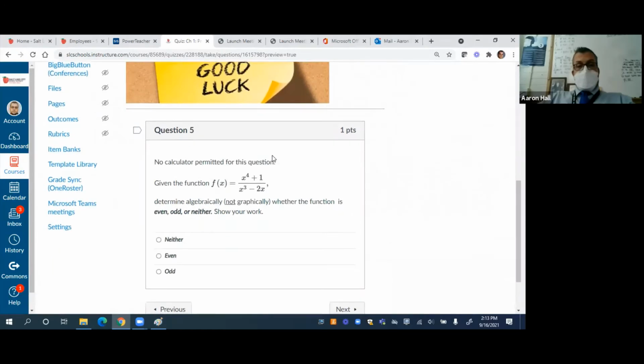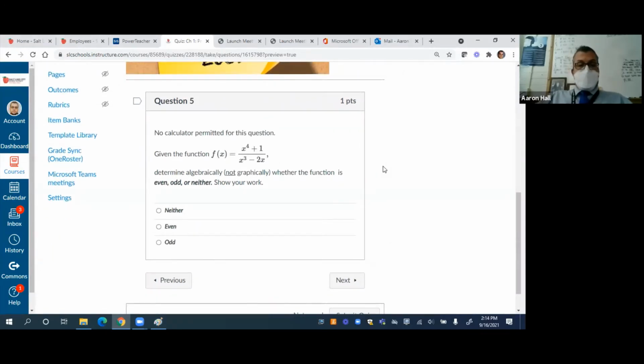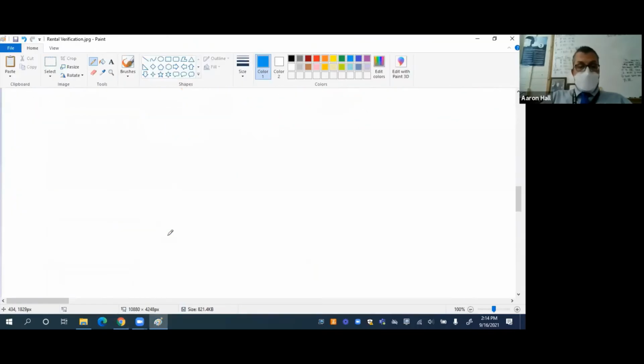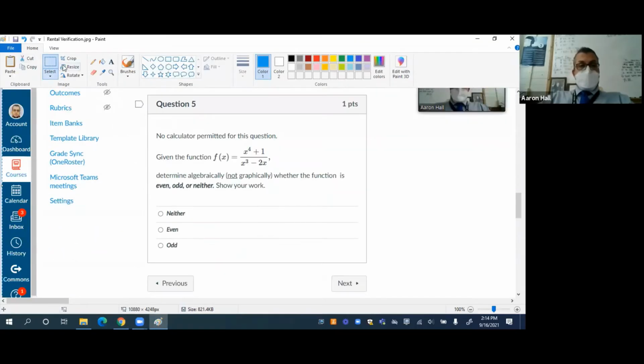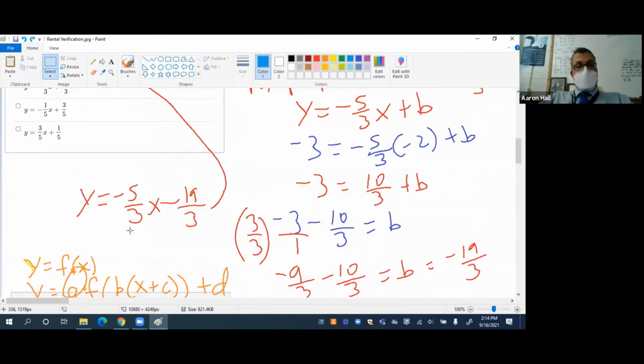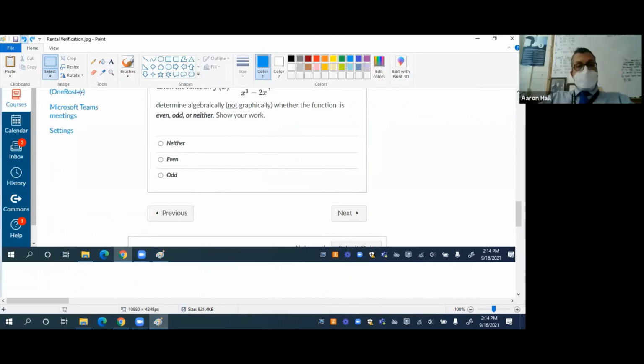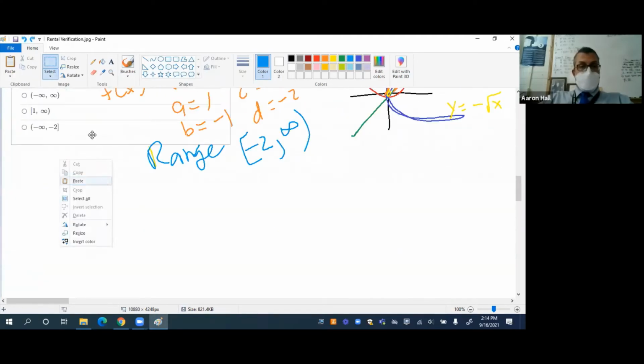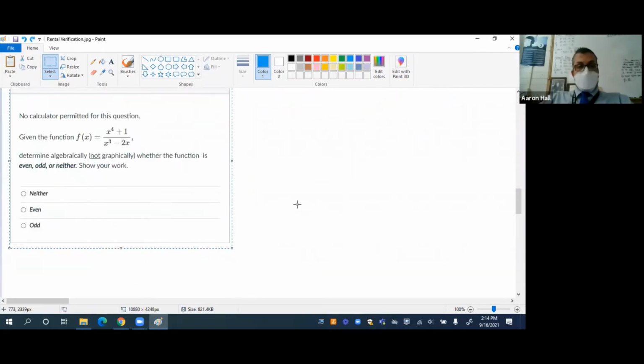All right, number 5. I need to identify this as even, odd, or neither. How do I do that? How do I identify something as even, odd, or neither? And here it says not graphically.